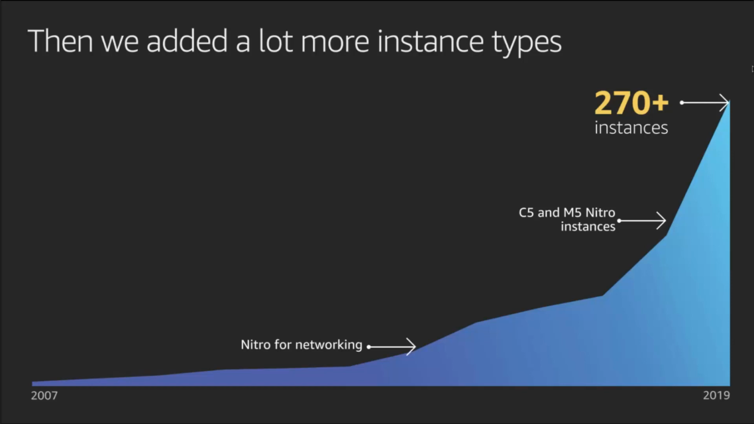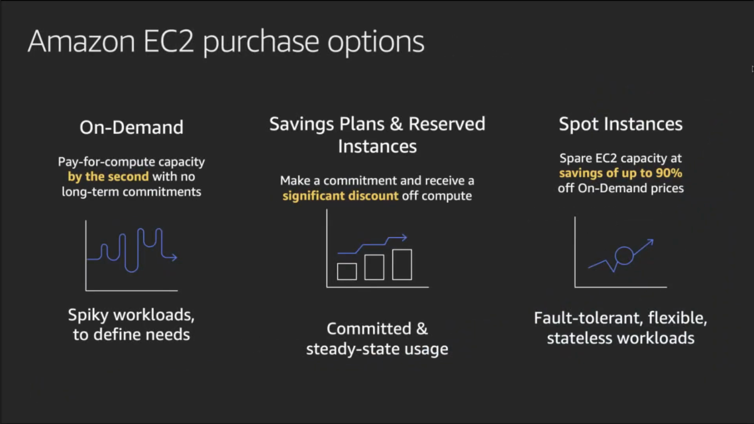Managing the amount of spare capacity that we have to match the demand that our customers are asking for in terms of our capacity. And so the end result is that with over 270 plus instance types, that means we're always going to have spare capacity somewhere, and we want to make that capacity available to you in a cost effective way. And so at the same time, you can purchase EC2 in different ways.